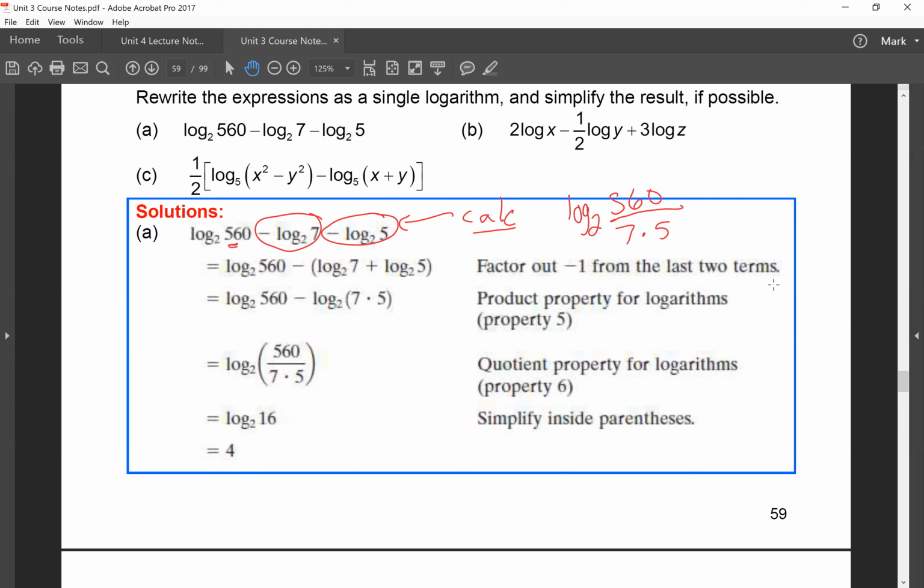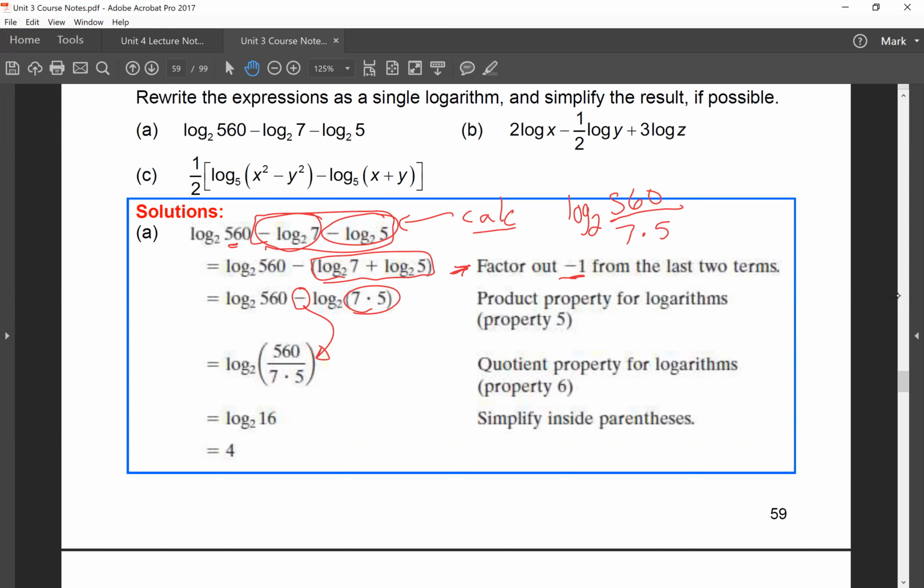If that doesn't make sense, and this is why this one would be tricky without your calculator, what we're technically doing is factoring out a -1 from the two terms. This expression here is the same thing as saying log 560 minus log 7 plus log 5. It's the same thing. So the 7 and the 5 go on the bottom: 560 divided by 7 times 5.